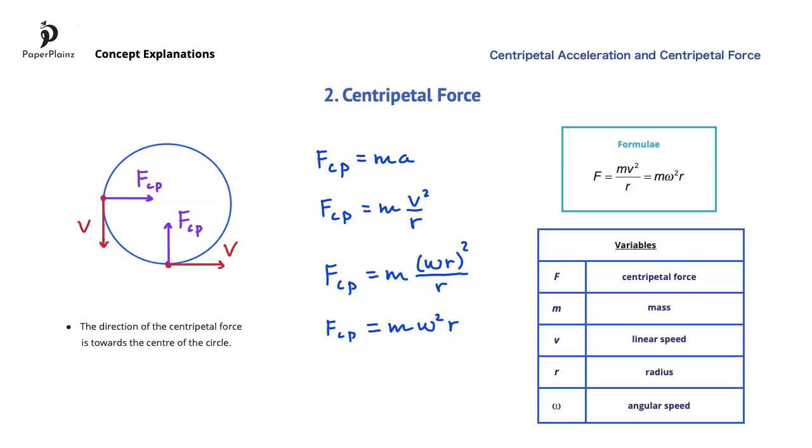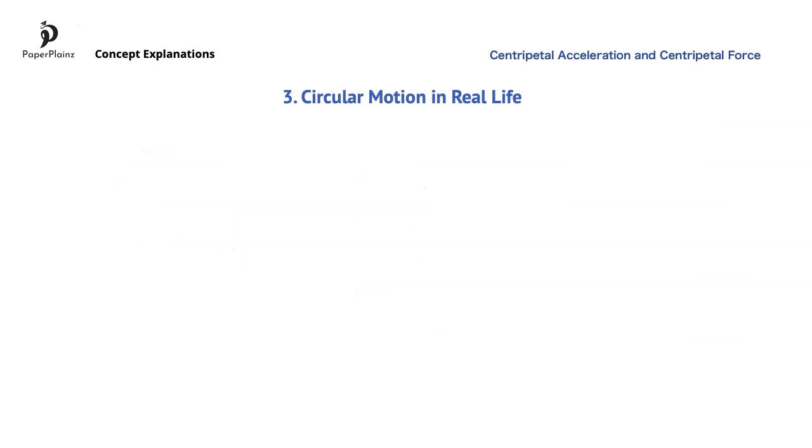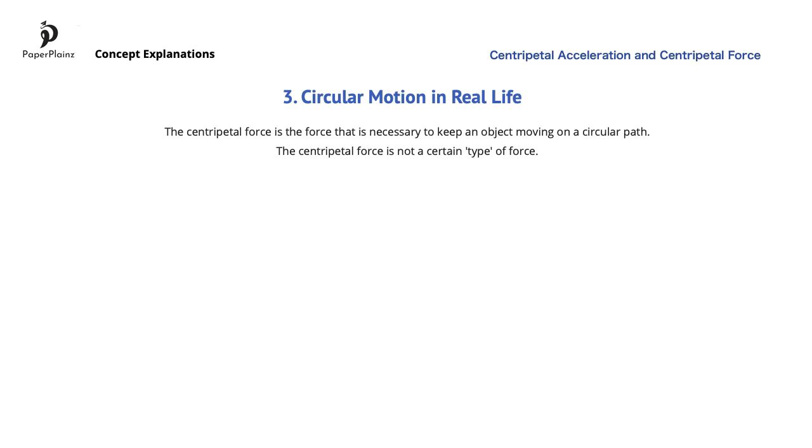There are many real-life situations when objects move in a circle. Let's examine some of these situations in more detail. One way to explain centripetal force is that it is the force necessary to keep an object moving on a circular path. A key point here is that the centripetal force is not a type of force. Let me explain this a bit better. By type of force I mean, for instance, gravitational force, electrical force, or magnetic force. When an object is moving in a circle, we can say that the centripetal force is a result of a certain type of force. We'll see 6 examples to make this more clear.